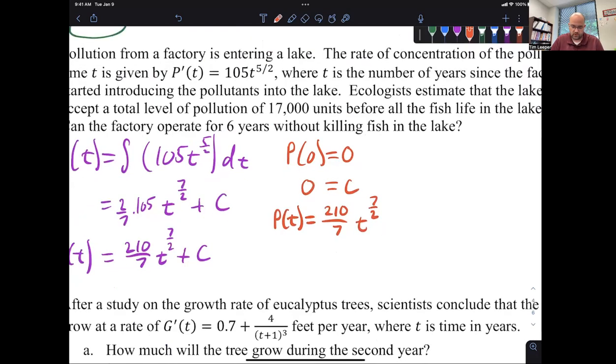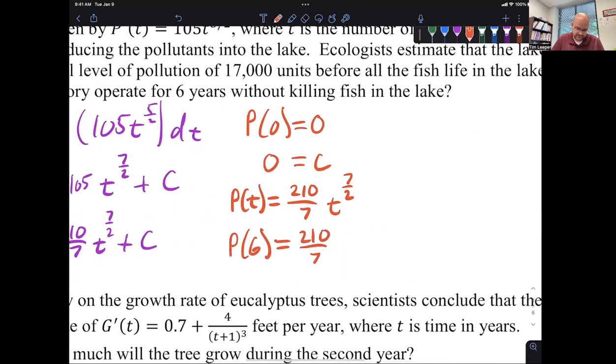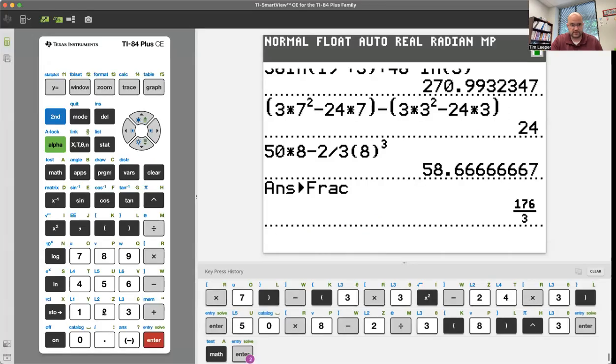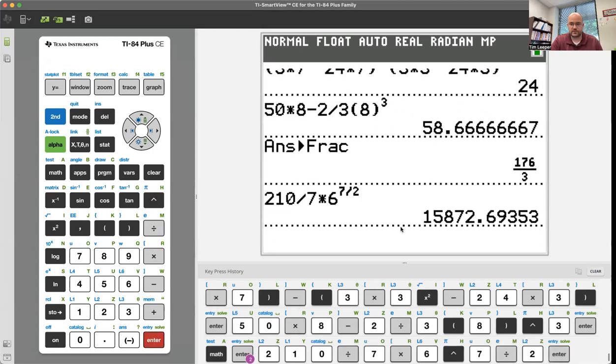Good. But what it's asking is what is it after 6 years. So what is P of 6 going to be here? It's 210/7 times 6 to the 7/2 power. So let's go ahead and type that in. 210 divided by 7 times 6 to the 7/2 power. That's 15,872.7 basically. So it equals 15,872.7.